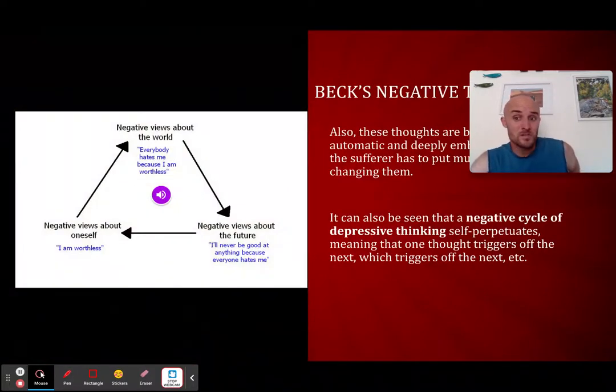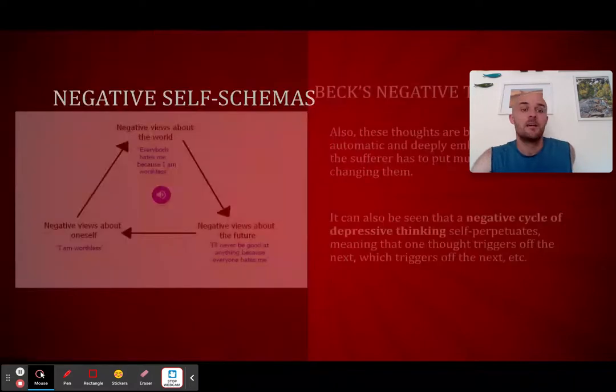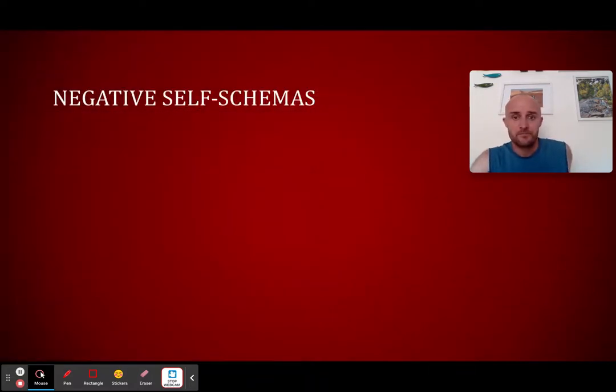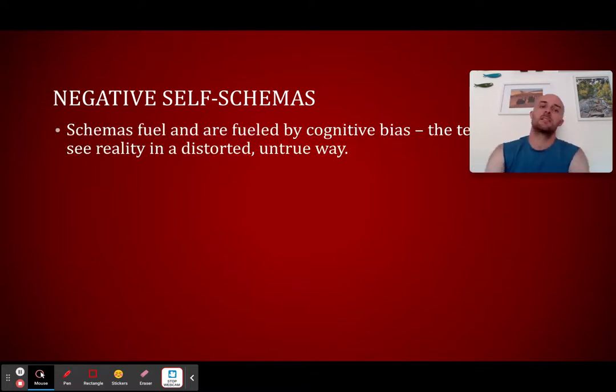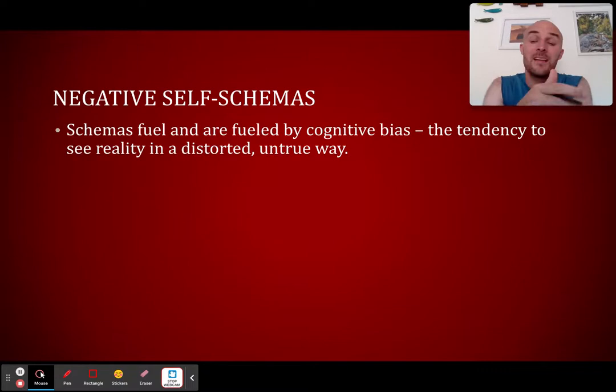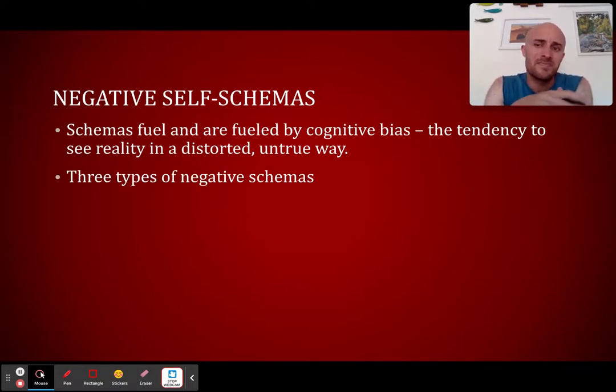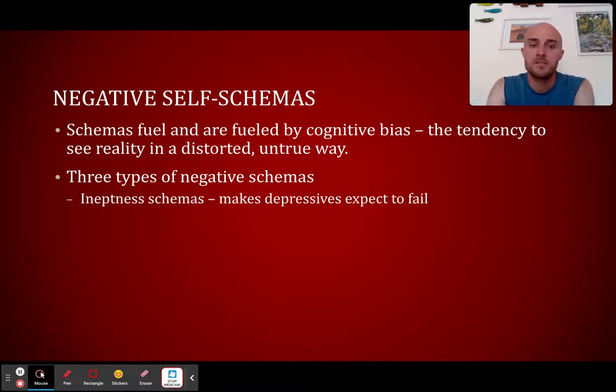Now, this is caused by and causes negative self-schemas. Right? It causes and is caused by negative self-schemas. So as it says here, schemas fuel and are fueled by these cognitive biases. And you do need to know a couple of negative schemas that people with depression typically tend to have. So for example, there's something called the ineptness schema. Now, let's just have a brief recap about what schemas are. Schemas are essentially something we believe about ourselves or something we believe about the world, right?